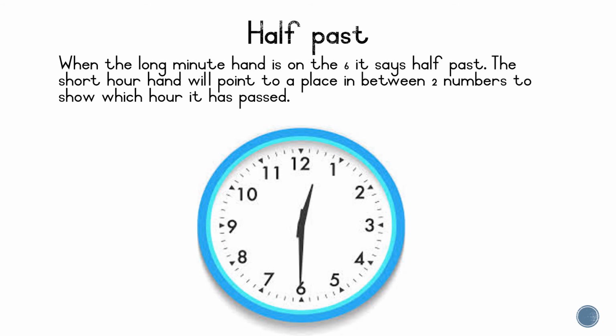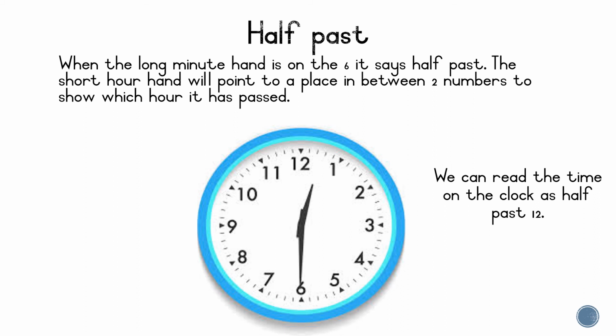Let's see which hour it has passed. We have to now look at the short hour hand. Where is it pointing? It's pointing to a place in between 2 numbers. Which are those 2 numbers? Yes, it's the 12 and the 1. But remember now it says half past. So which of those numbers did the short hand pass? Yes, it passed the 12. We can read the time on the clock as 12:30.